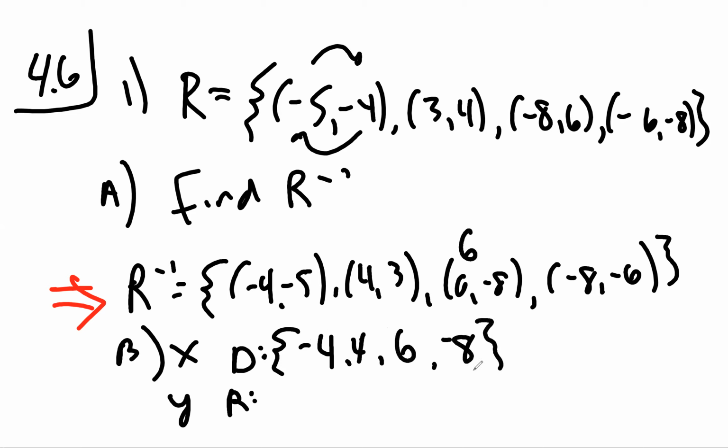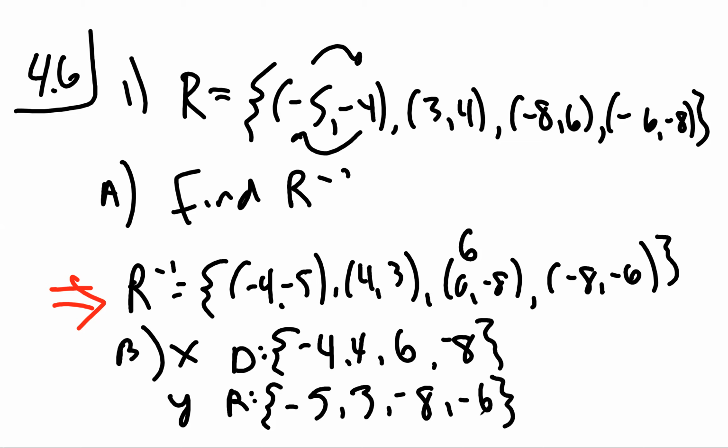Okay, fine. When we go to find the range, we just need all of the y values, again, of the inverse. So we're going to say that the range is -5, 3, -8, -6. And that's it. We're done. That is not a 3, that's a brace. Okay, and so number 1, totally done.